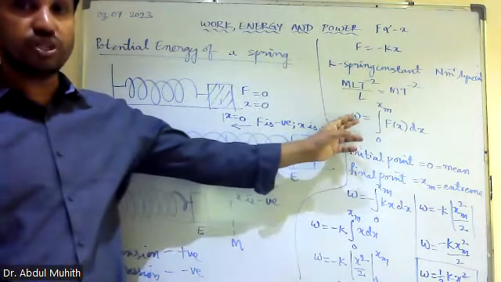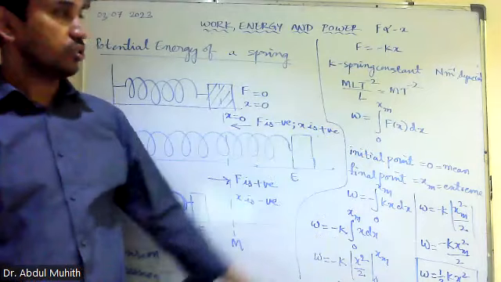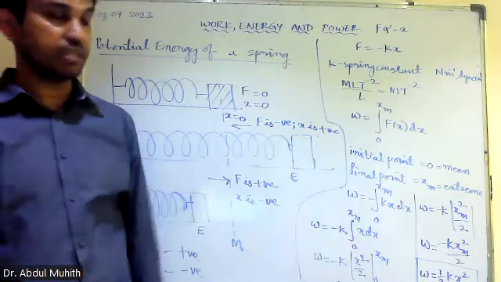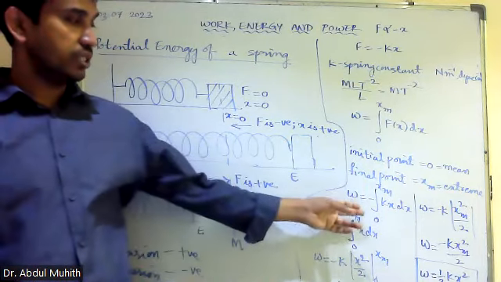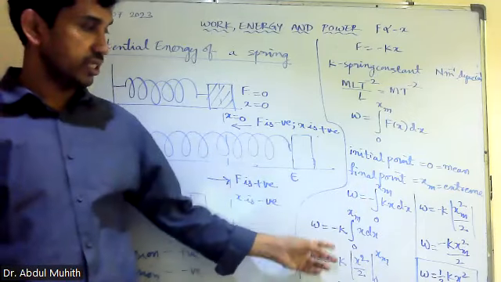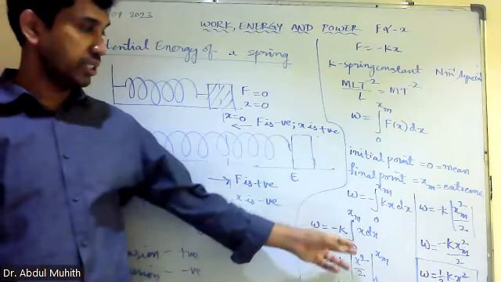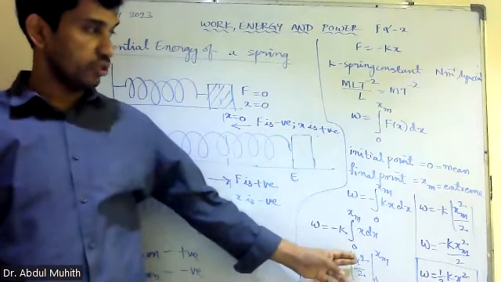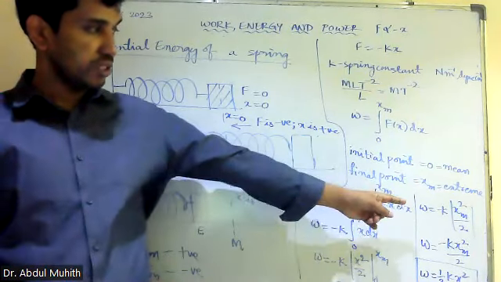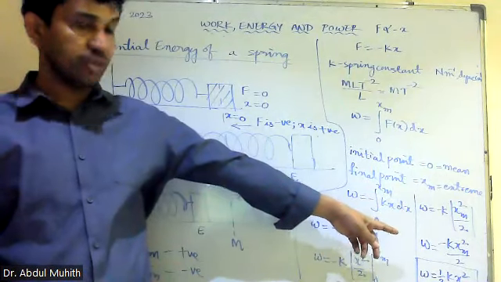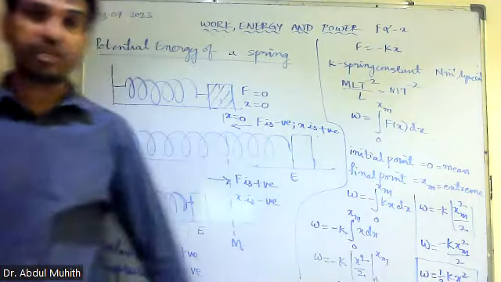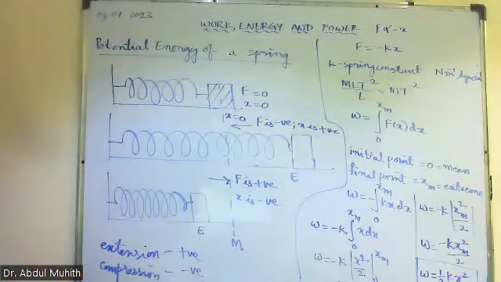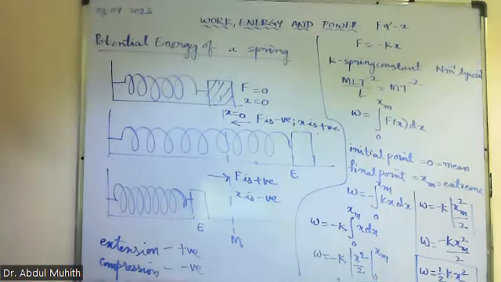So W equals the integral from 0 to xm of F(x) dx. The initial point is 0 and the final point is xm. So W equals minus the integration from 0 to xm of Kx dx. Taking minus K outside, x dx, the integration of x is x square by 2, from 0 to xm. So substituting the values, we get minus K into xm square by 2, or half Kx square. Okay, so that is the first part of the derivation.